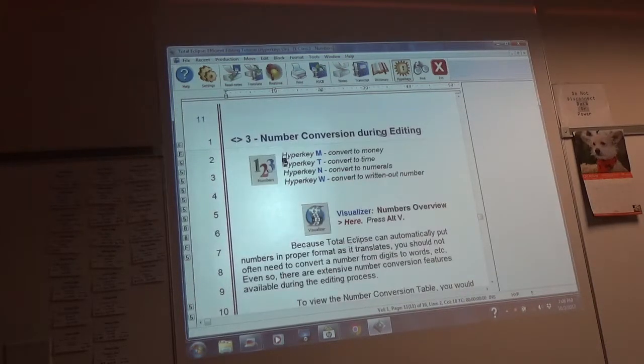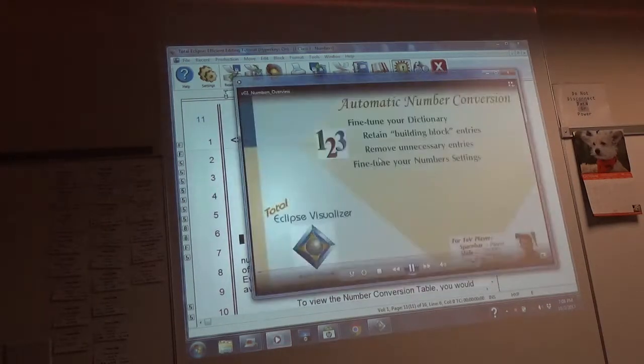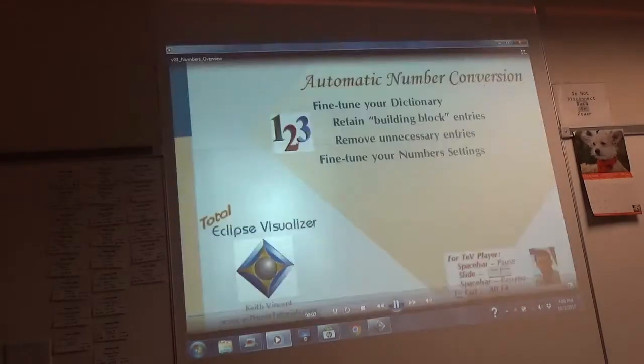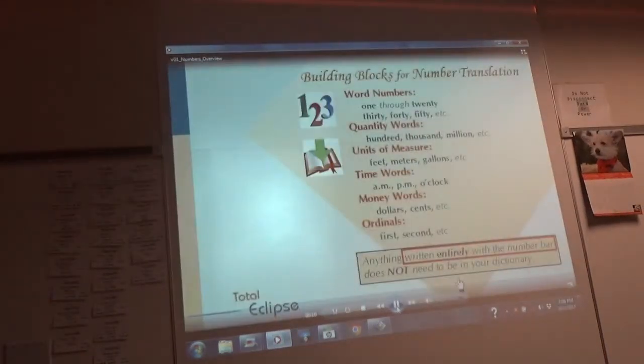The other ones are... Okay, numbers overview. With Eclipse, two basic steps will give you excellent number translation: fine-tune your dictionary, and fine-tune your number settings. Pure number bar strokes aren't even necessary in your dictionary. Other number building blocks will be defined as words, not digits.